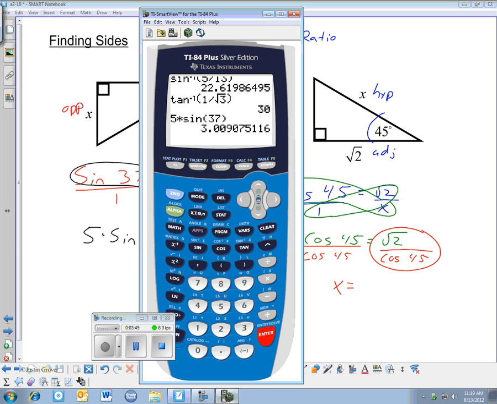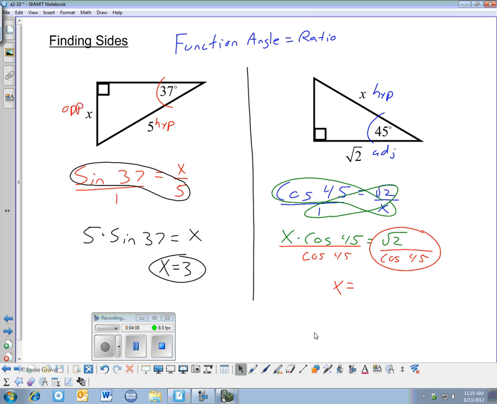So let me pull up my calculator. Let me clear out all that. Let's do radical 2 divided by cos 45. Close the parentheses after that. And we get the side as length 2 units. If it were a decimal, I would round, depending on what the problem asked for.